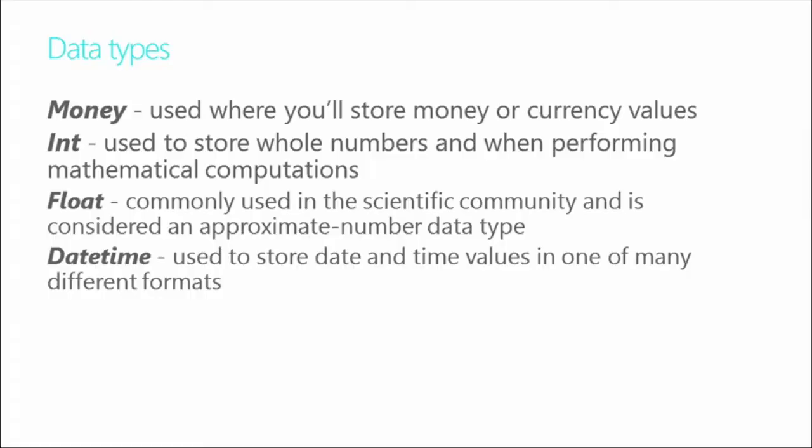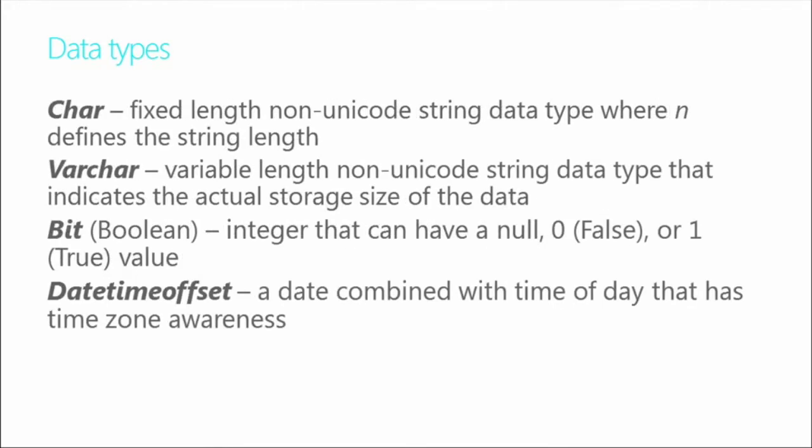So we have int, short for integer. We have float, which is often used if you need more precision, more in the scientific community. And then often we're looking for dates or times and timestamps, so we have a datetime field as well. So those are a few of the variations of those types of data.